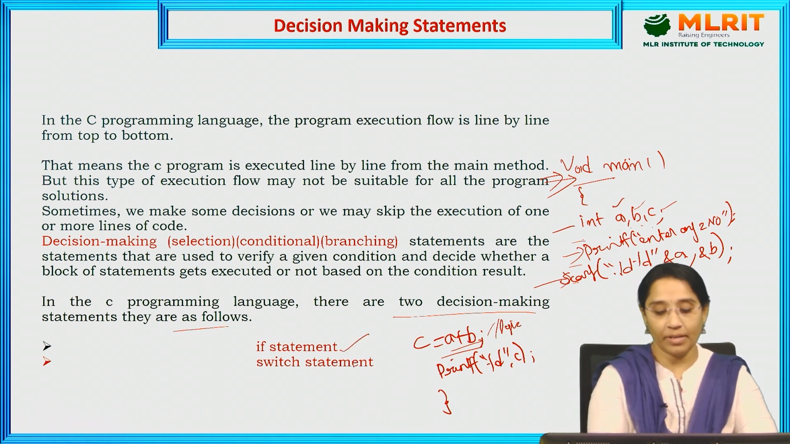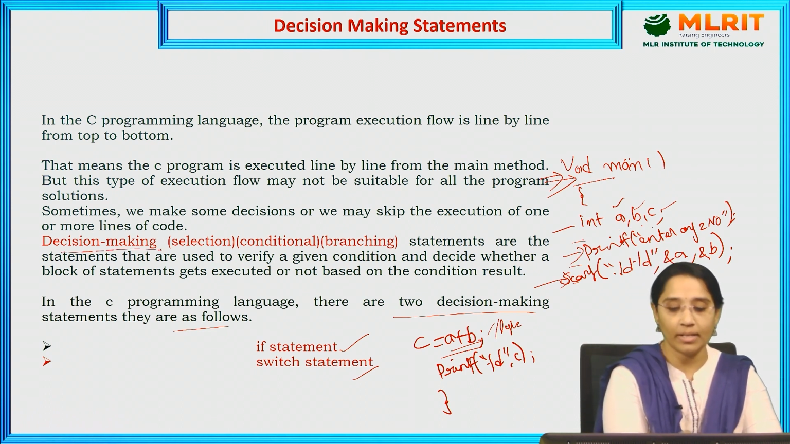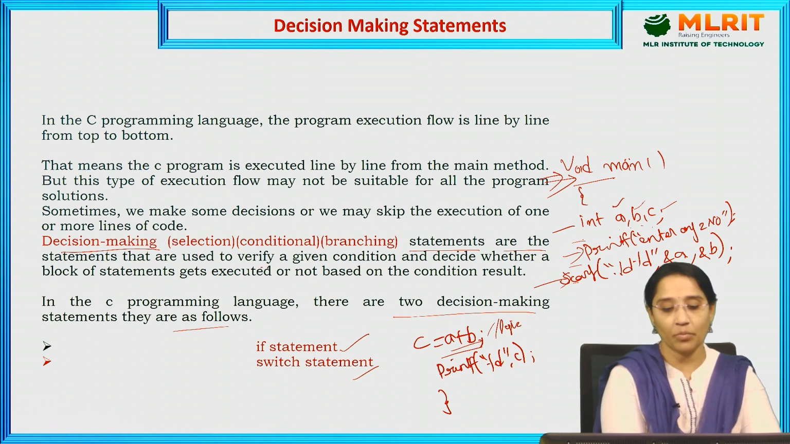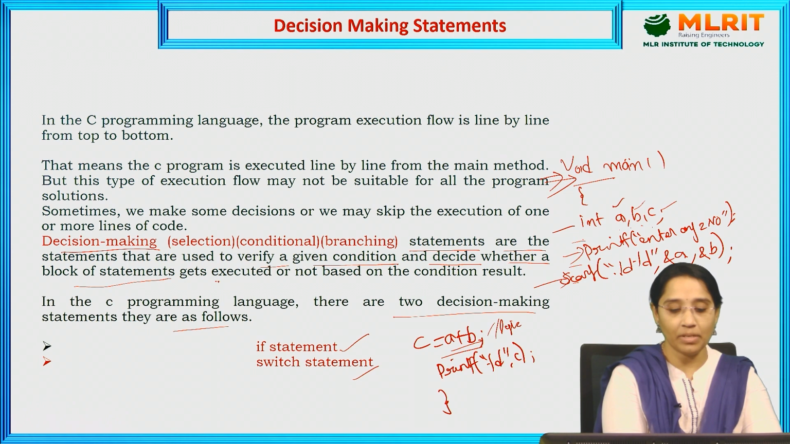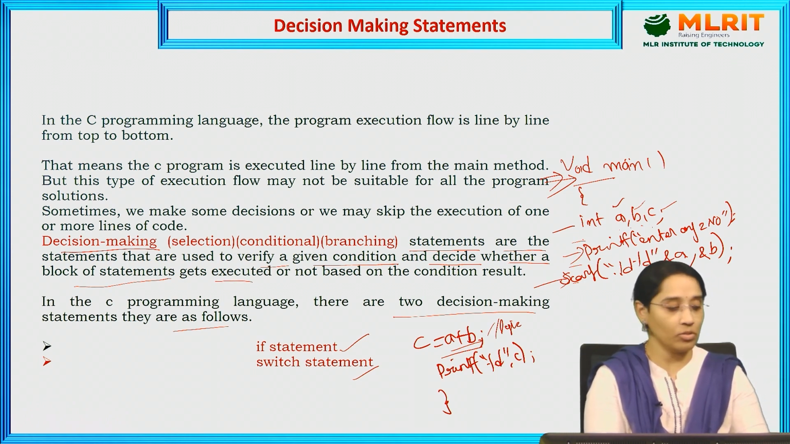One is the if statement and the other is the switch statement. They are the decision making statements. What is decision making? Decision making statements are the statements that are used to verify a given condition and decide whether a block of statements gets executed, based on the condition or the result.